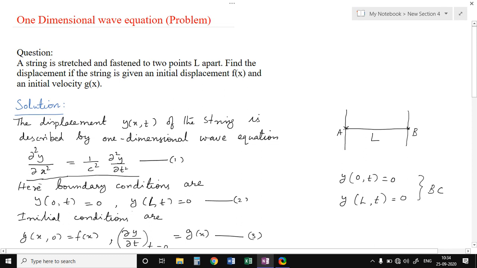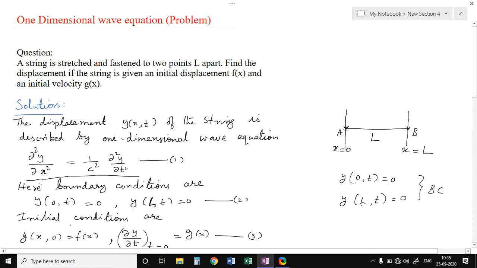Now next we will be finding the boundary conditions and initial conditions. We consider the case where the string is fastened to two points A and B. At the point A, the value of x is 0, and at the point B, the value of x is L. So y of 0, t means displacement at the point A, and that value is 0. y of L, t means displacement at the point B, and that is also 0. They are known as boundary conditions. I have named these boundary conditions as equation number 2. They are y(0,t) = 0 and y(L,t) = 0.